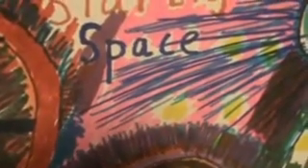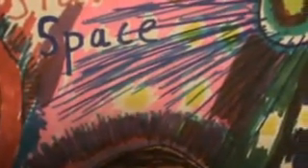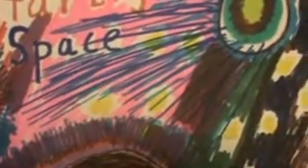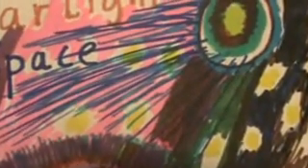Hello, I'm here to show you the Starlight Space coloring. As you see, I went ahead and drew a picture of a star, and along with it there are two planets orbiting the star, and then you've got the M there.